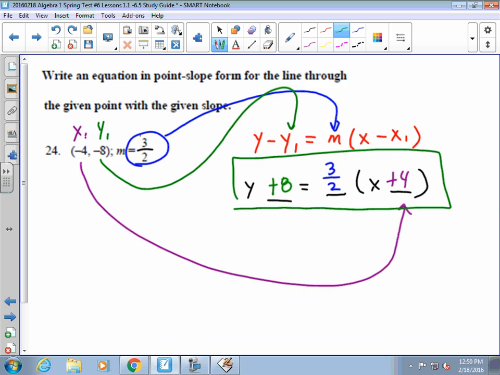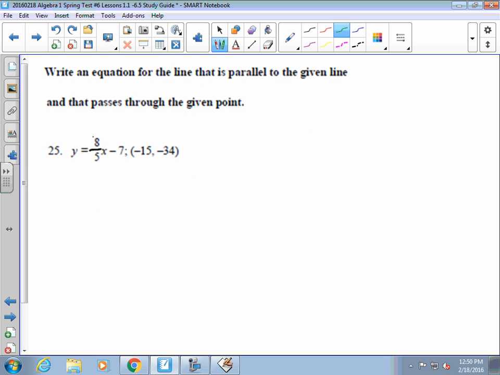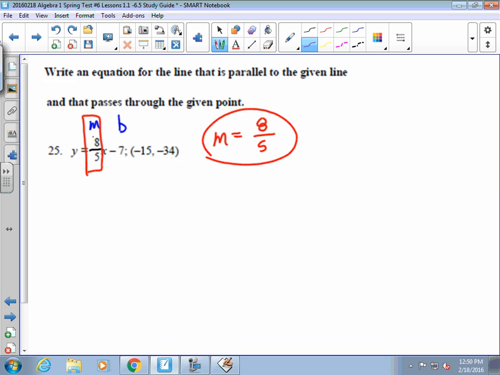And number 25 tells you to write an equation of a line that's parallel to the given one that passes through the given point. Remember, parallel lines have the same slope. Y equals mx plus b. Your m value is your slope. So if it's parallel, it has the same slope, 8 over 5. So if we want to write it, we have a point given to us here, negative 15, negative 34, and we have a slope that's parallel, 8 over 5.